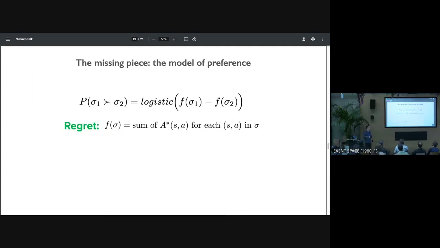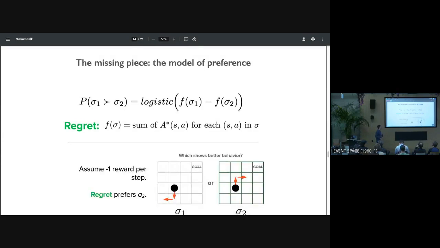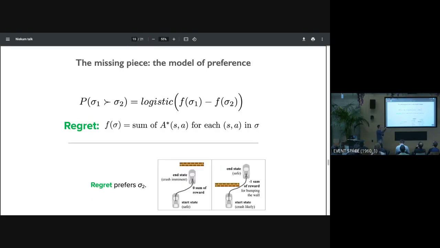So we've proposed a different preference model based on what we call regret, which looks at the sum of the optimal advantage function along the trajectory for every state-action pair we see. Essentially, that tells us how bad the action that was taken is compared to the best action that could have been taken. So we're now thinking about the quality of actions. On these simple examples, this gives us the right properties. We like things that make good decisions and go toward the goal. We like things that don't get us into bad situations like an imminent crash, but instead make good decisions and avoid walls.